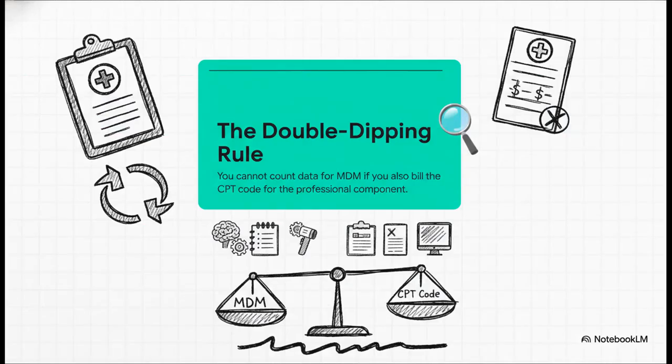Now hold on. Before we go any further, we have to talk about the biggest, most important pitfall in this pillar: the double-dipping rule. It's so simple, but so critical. You absolutely cannot count an independent interpretation towards your MDM level if you are also billing for it with a separate CPT code. It's one or the other. You have to choose.